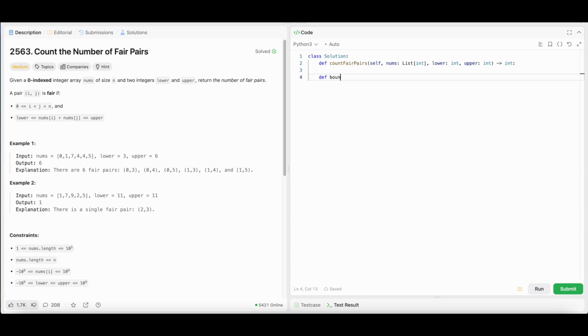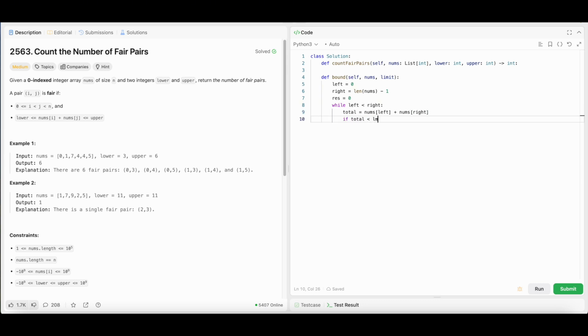So first we will define the bound function. So self, nums, and we will have the limit. We will set the left pointer to 0, right to the length of nums minus 1, and initialize the result to 0, and we will have a while loop for the 2 pointers while left is less than right, and the total will be nums of left plus nums of right. And if the total is less than the limit, which could be the lower bound or upper bound, we'll run it twice, then we will add right minus left to result and increment the left pointer. Otherwise, we will decrement the right pointer, and then we can return result at the end of the function.